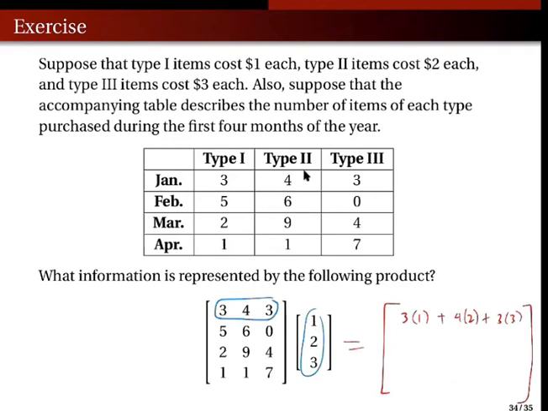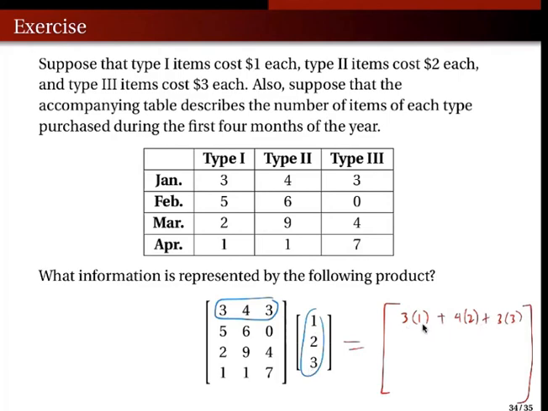So does it make sense in the problem? Type 1 costs $1. So 3 times 1: 3 items in type 1 multiplied to $1. 4 items in type 2, and type 2 costs $2 each. So 4 items times 2. In type 3, 3 items, each costs $3. So you have 3 times 3 here.